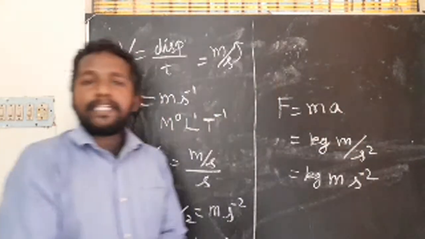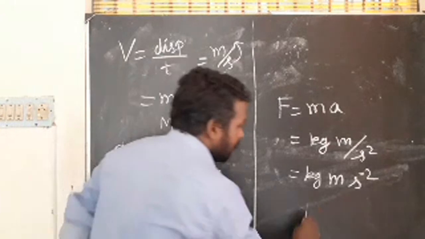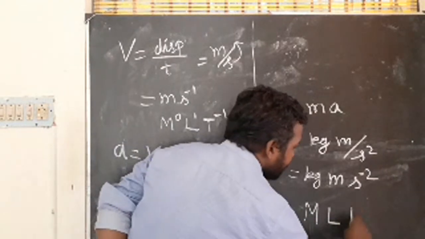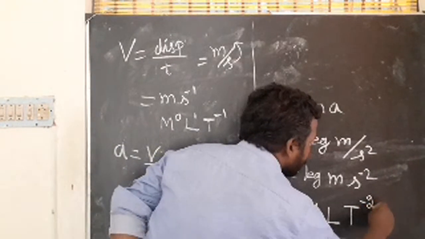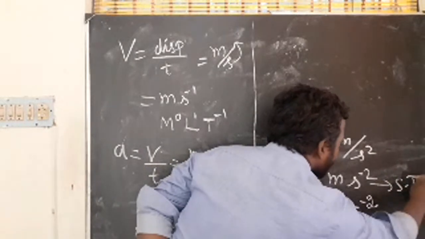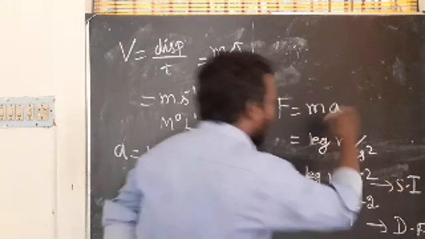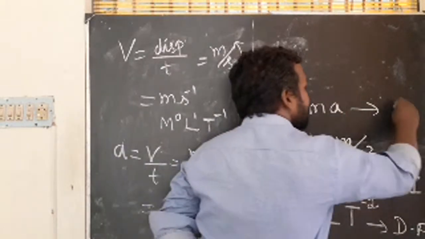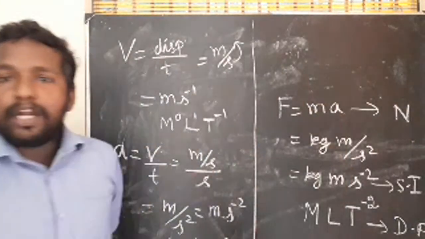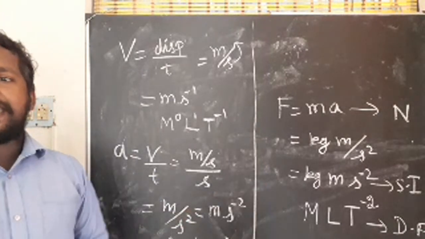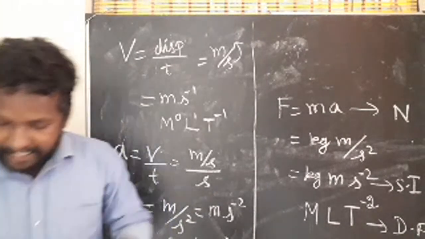What about the dimensional formula? Mass is M, length is L, time is T power minus 2. It is the final SI unit of force, and the dimensional formula for force. Another unit of force we can take is the Newton also. If you want the solution for Newton, you can do like this. Next, energy, then power.